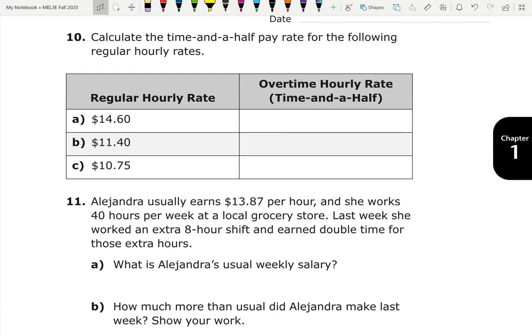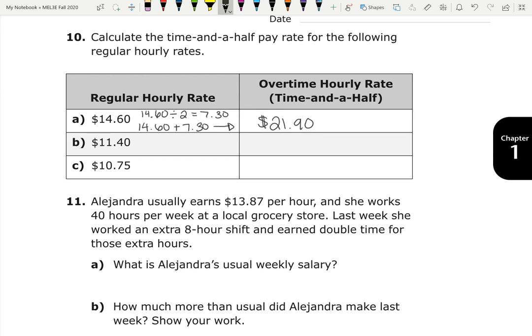Last page. Calculate the time and a half pay rate for the following regular hourly rates. So your regular hourly rate is $14.60. What would your overtime hourly rate be if it's time and a half? So again, I'm going to take this $14.60 and I'm going to divide it by 2, which is equal to $7.30. And I'm going to add that $7.30 to my regular hourly pay. And that's going to equal my new time and a half pay per hour.